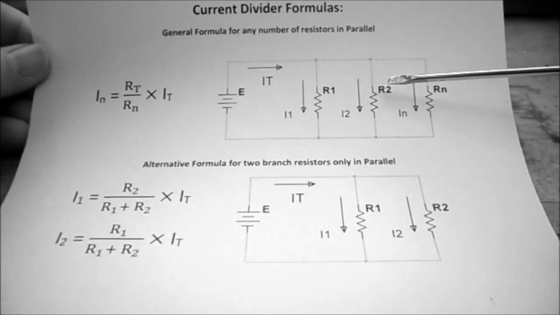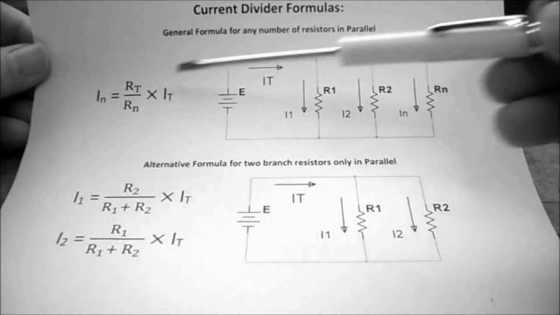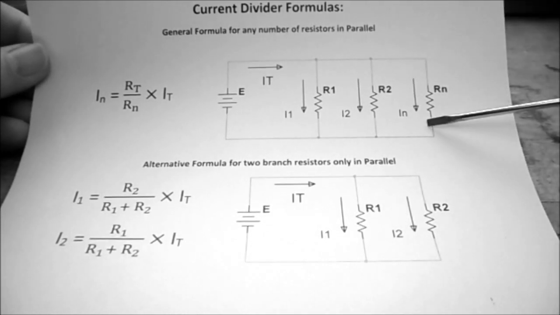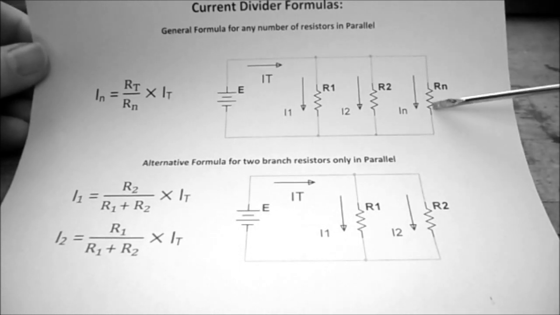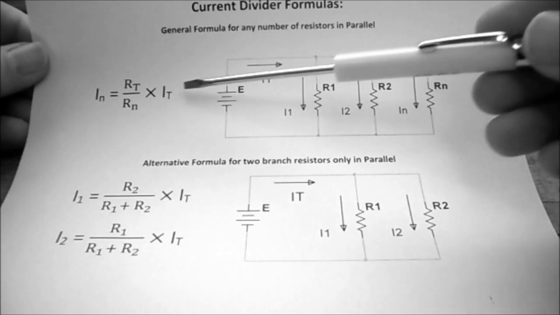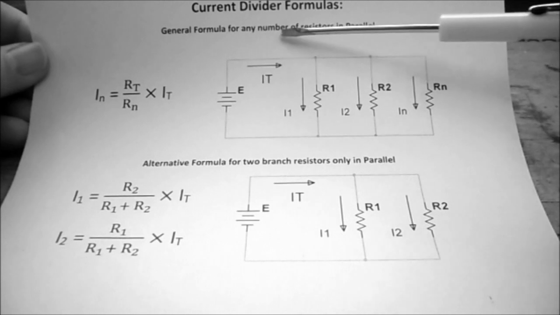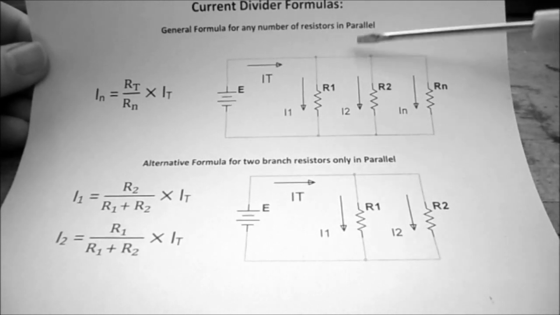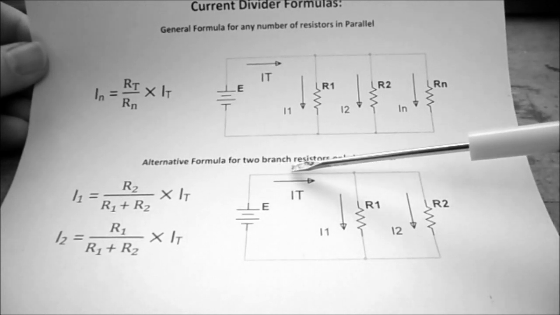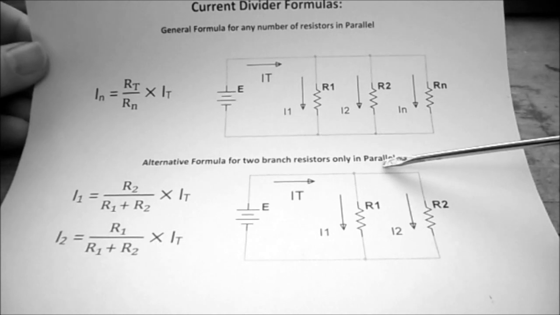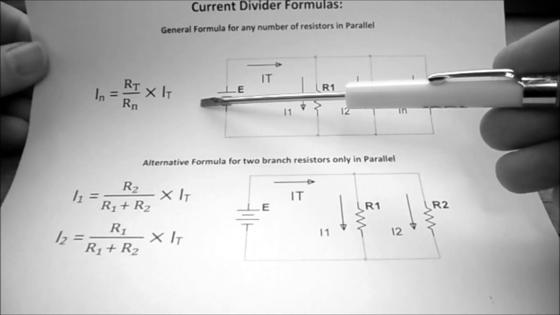But these formulas only work if there's only 2 branches in your parallel circuit. If there's multiple branches in your parallel circuit, the formula becomes IN, which is the current that you want, is equal to RT divided by RN, the resistance of the branch circuit, times IT. This is called the general formula, and it works for any number of resistors in parallel. The other formula is called the alternative formula, and it's for 2 branch resistors only in parallel. So for our lab, we're going to be using this formula.